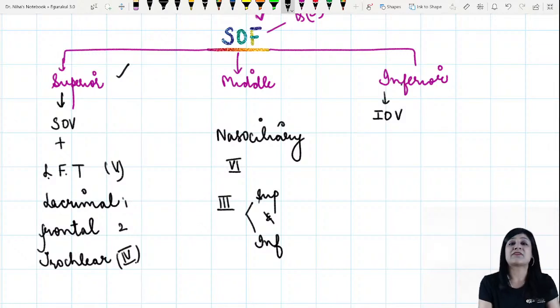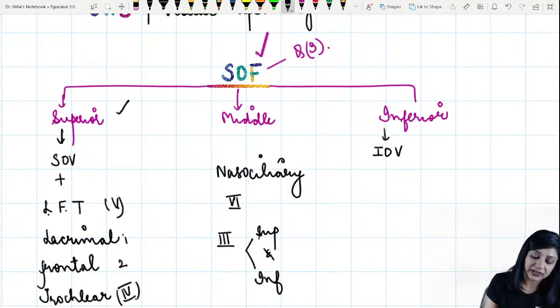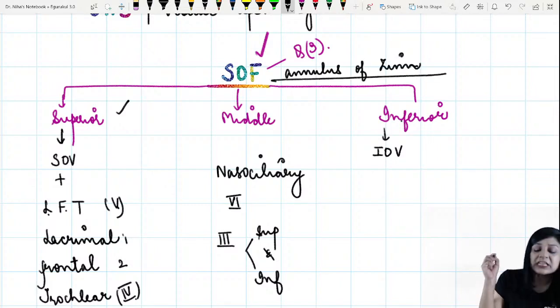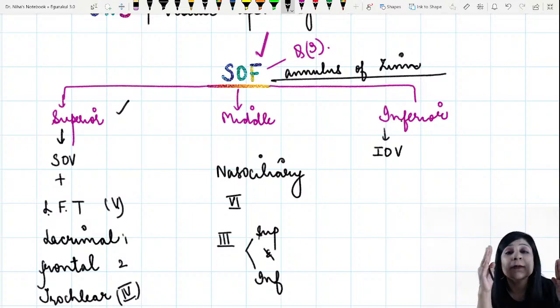And yes, you people have given me the right answer. Let me see who all have given the right answer. Yes, Anushka, Avinash, Reddy also, all of you have given the right answer. It is actually divided by the annulus of Zinn. So actually when it is the superior orbital fissure syndrome, it is these structures which are actually involved and not the optic nerve. Cavernous sinus thrombosis may be also not the optic nerve. Carotico-cavernous fistula may be not the optic nerve, because optic nerve passes above the cavernous sinus.